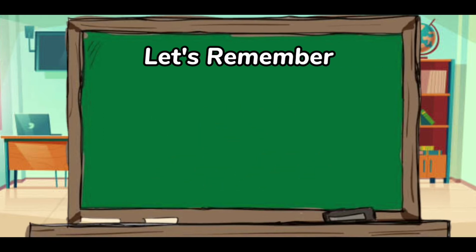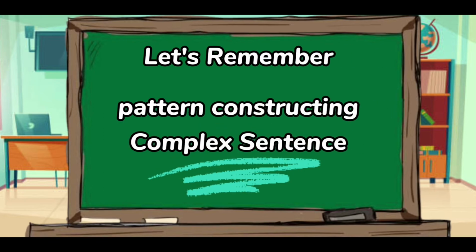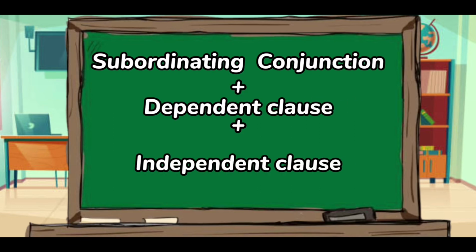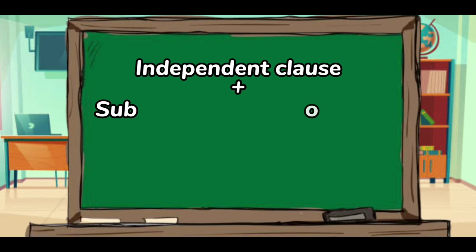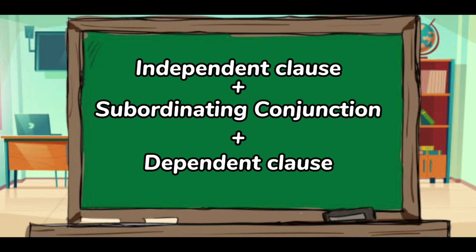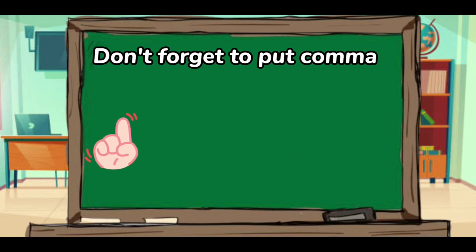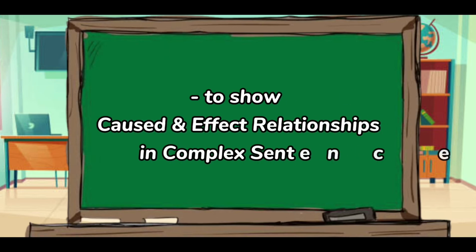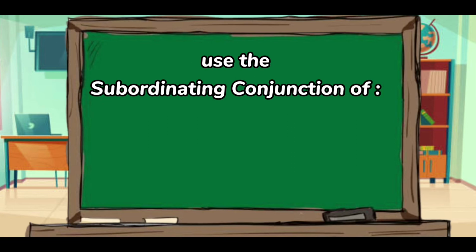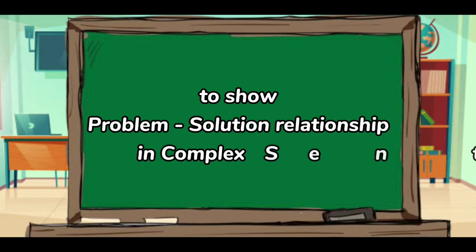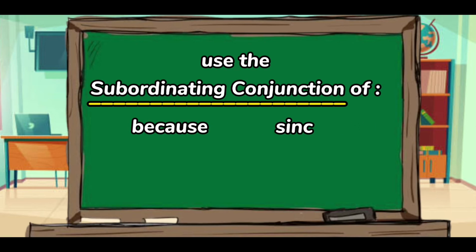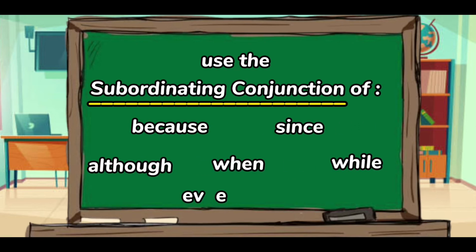Let's remember this pattern for constructing a complex sentence. Subordinating conjunction plus dependent clause plus independent clause, or independent clause plus subordinating conjunction plus dependent clause. Do not forget to put a comma before the conjunction. To show cause and effect relationship in a complex sentence, use the subordinating conjunctions because, since, as. To show problem and solution relationships, use the subordinating conjunctions because, since, although, when, while, and even though.